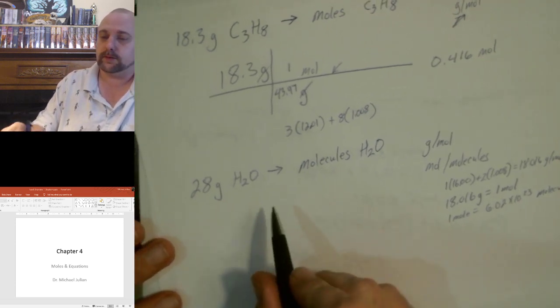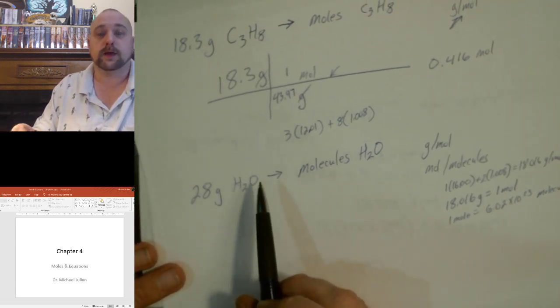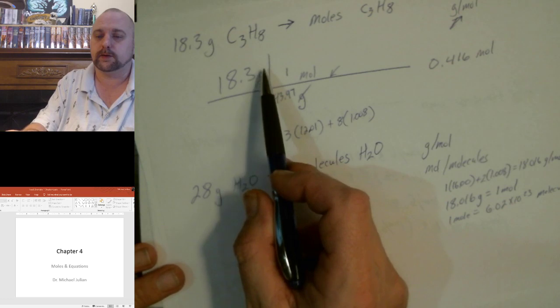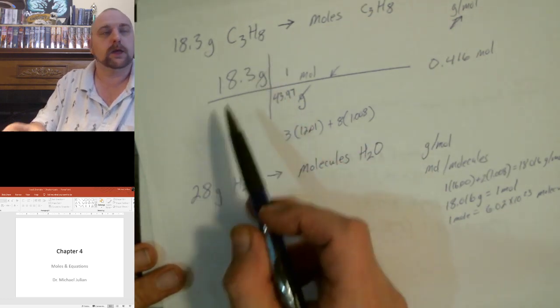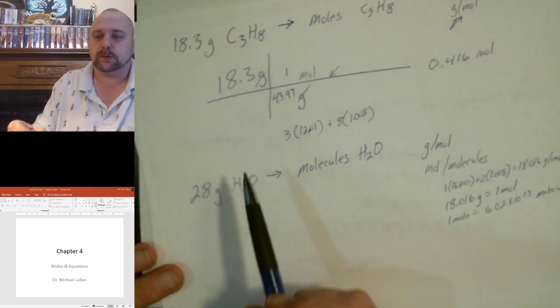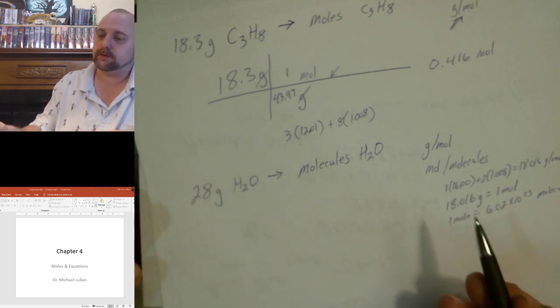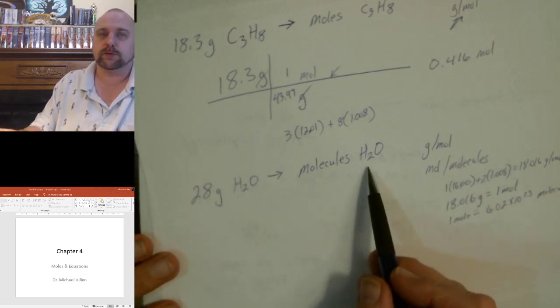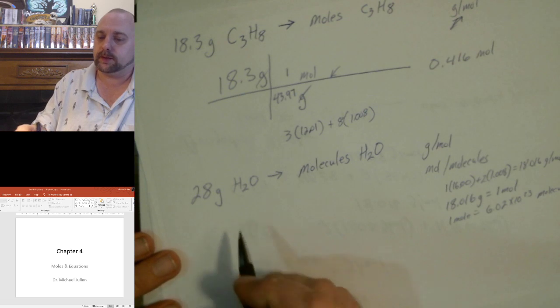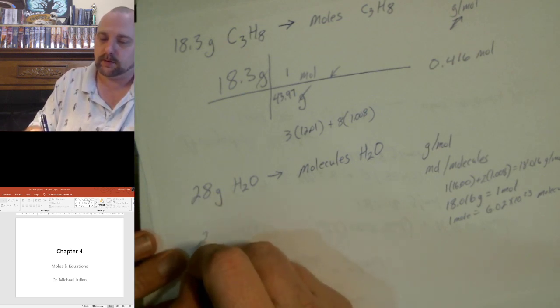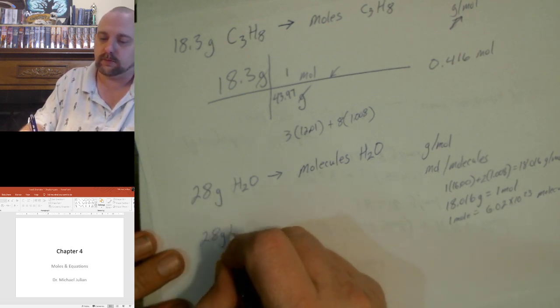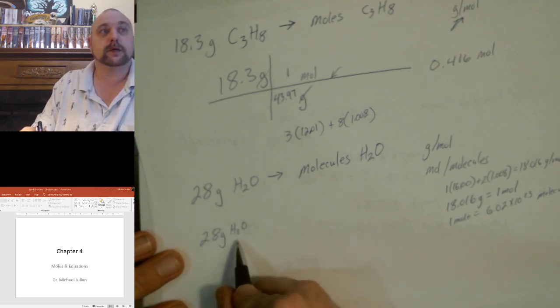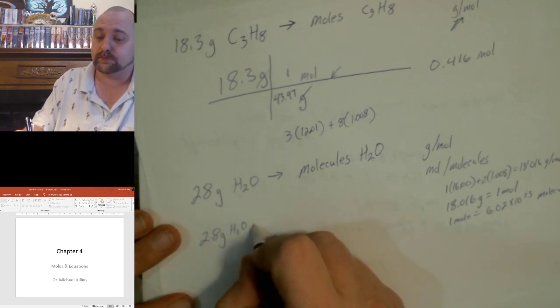Now, when I write these, I'm going to start getting into the habit. You'll notice before I left off C3H8. It's fine because we were always talking about C3H8, but later in the chapter we'll be changing what we're talking about, and so we want to go ahead and get in the habit. 28 grams of water, of adding these labels at the end of the units.